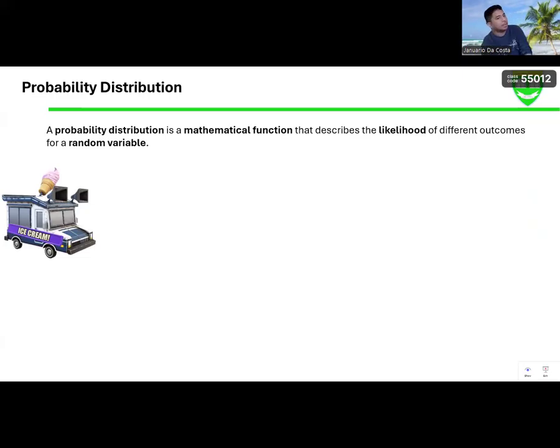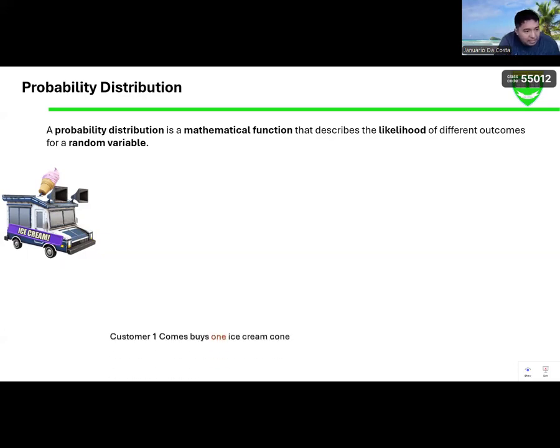Now we talk about probability distribution. What is a probability distribution? Previously, when you talked about descriptive statistics, you also saw some distributions, right? You looked at the frequency distribution. You also looked at the relative frequency distribution, or you call it a histogram, correct? That was also a type of distribution. Now, in probability, you also have a probability distribution. A probability distribution is a mathematical function that describes the likelihood of different outcomes for a random variable.